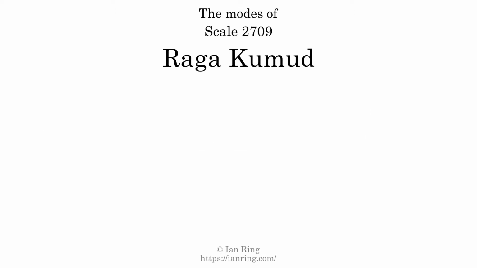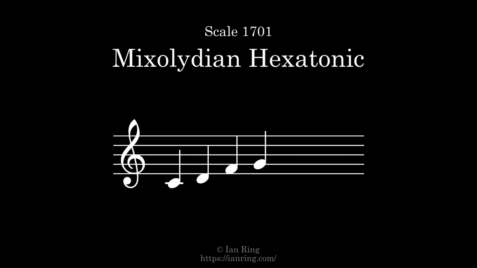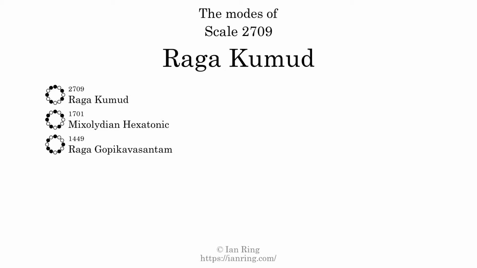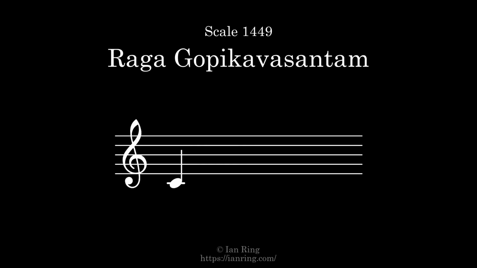This scale has 6 modes. The first mode is itself. The second mode is scale 1701, also known as Maxillinian hexatonic. It sounds like this. The third mode is scale 1449, also known as Raga Kumud. It sounds like this.